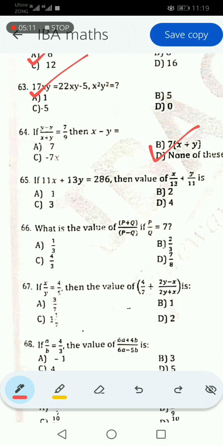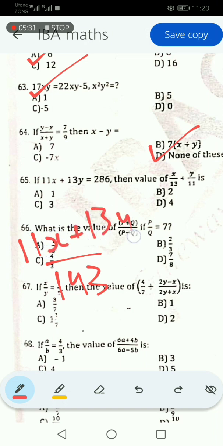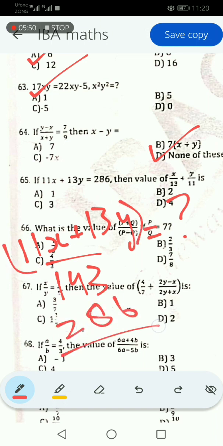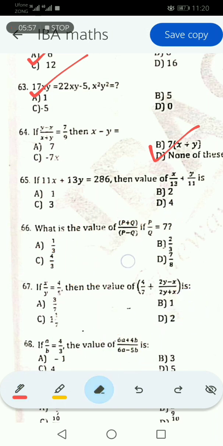After that, in question number 65, it is given that 11x plus 13y is equal to 286, and then we need the value of this expression. Here again it is LCM form, so we take the LCM, which will be 143. If you look at the first equation, 11x plus 13y is equal to 286. So it becomes quite easy, because we place the value of this in the numerator. So it will be 286 divided by 143. Our correct answer should be 2, so B is the correct option.